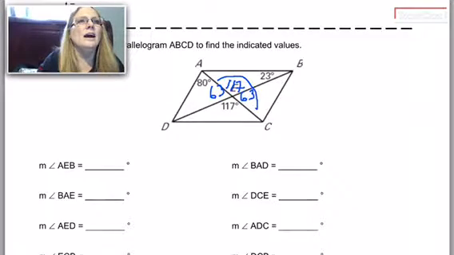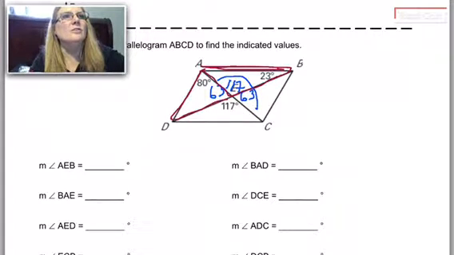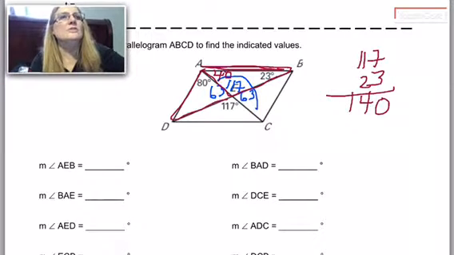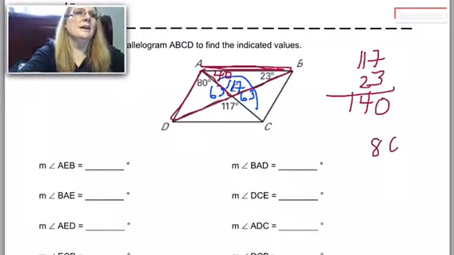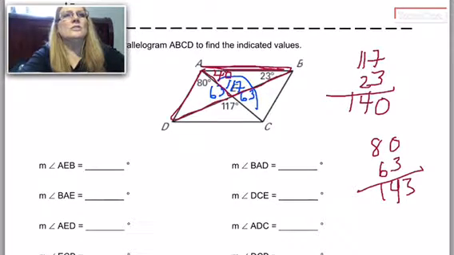Okay, now I have a triangle up here. Let me try and change colors. This is a triangle. Okay, there's 4 triangles. But in this triangle that I drew first, we know those all have to add up to 180. So if I add 117 and 23, I get 140. So that means that this angle right here has to be 40. I can do the same thing on this angle over here, on this triangle. 80 and 63 is 143. So this needs to be 37.